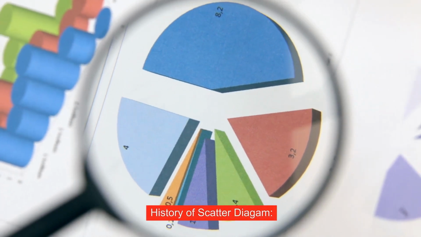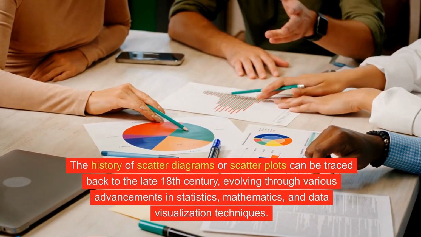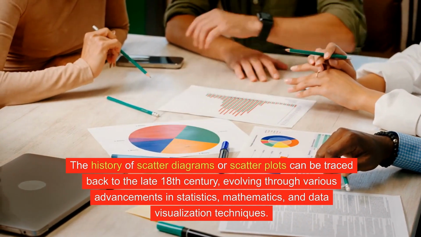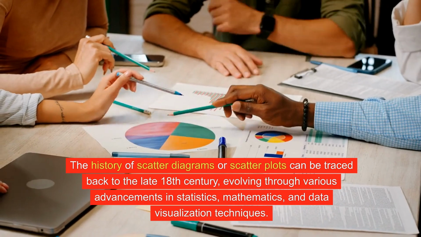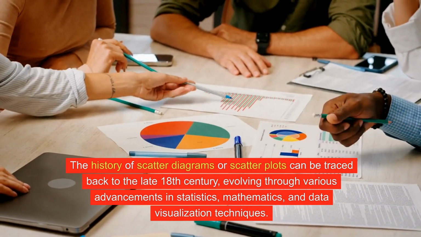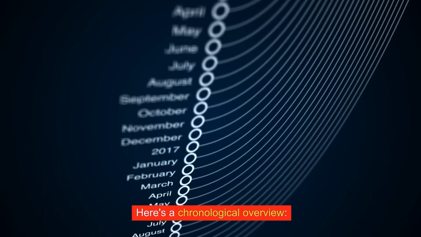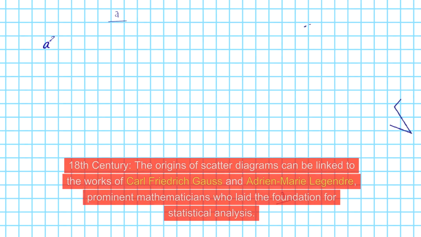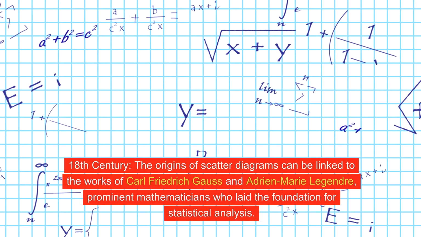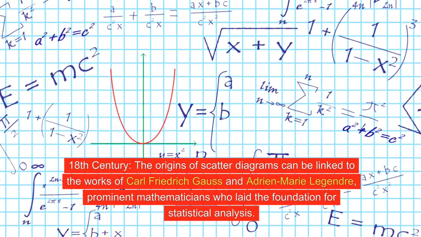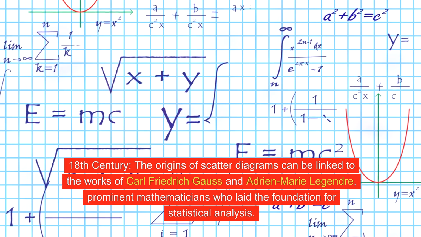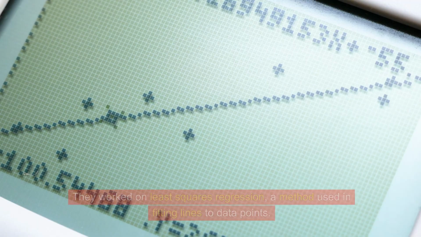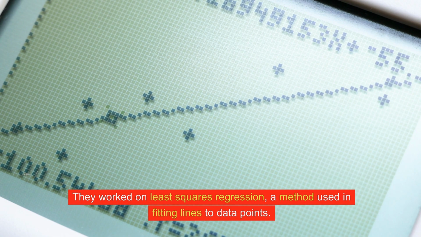History of scatter diagram. The history of scatter diagrams or scatter plots can be traced back to the late 18th century, evolving through various advancements in statistics, mathematics, and data visualization techniques. Here's a chronological overview. Early development, 18th century. The origins of scatter diagrams can be linked to the works of Carl Friedrich Gauss and Adrien-Marie Legendre, prominent mathematicians who laid the foundation for statistical analysis. They worked on least squares regression, a method used in fitting lines to data points.